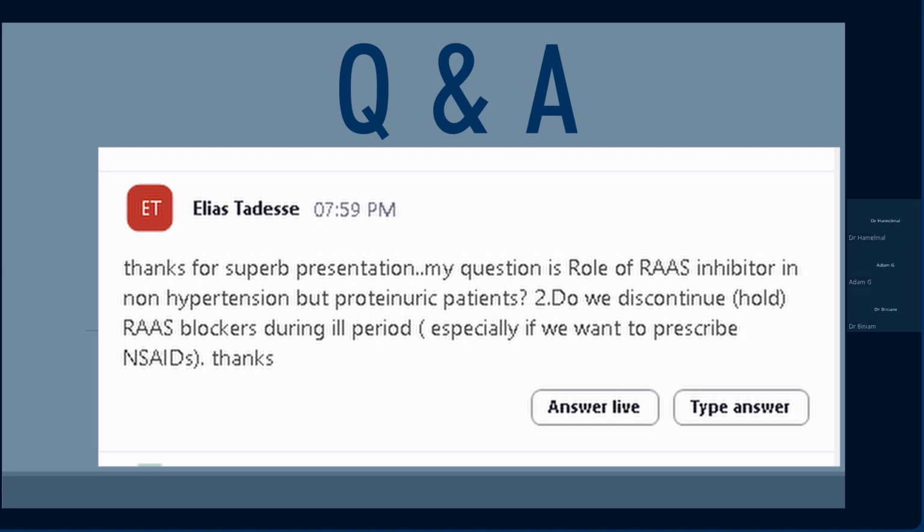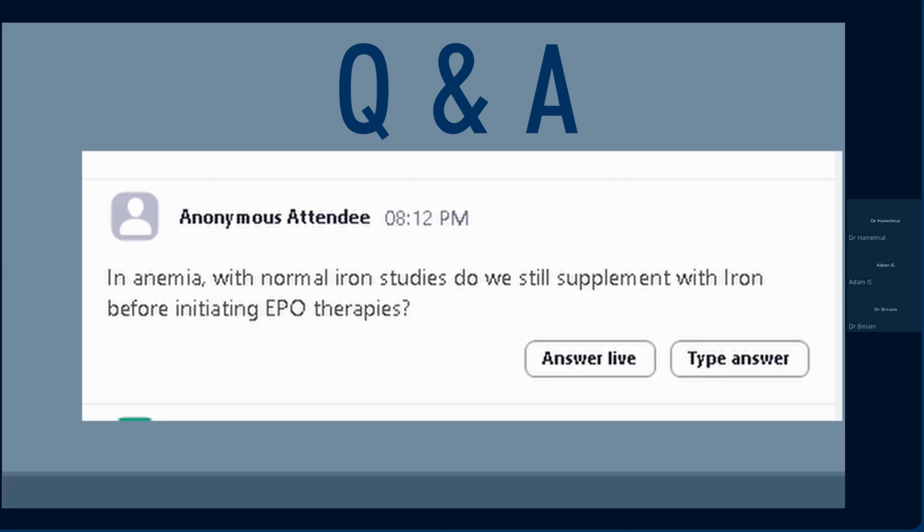Which formula is preferable? I've already mentioned CKD-EPI is the most preferable and validated. In anemia with normal iron studies, do we still supplement with iron before initiating ESA therapies? In dialysis patients, we should supplement maintenance iron, but in non-dialysis patients, not really.